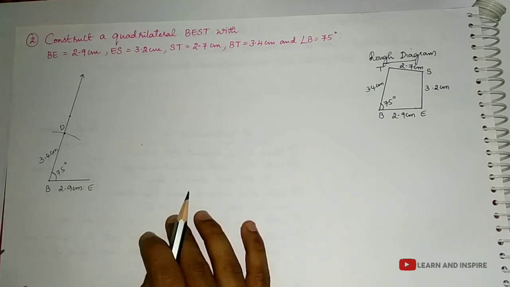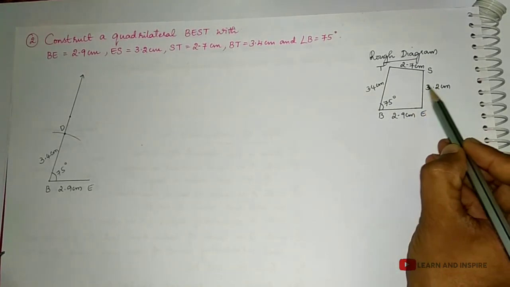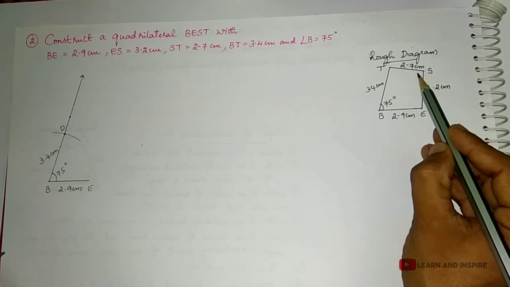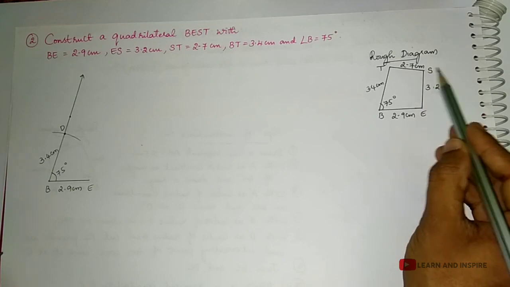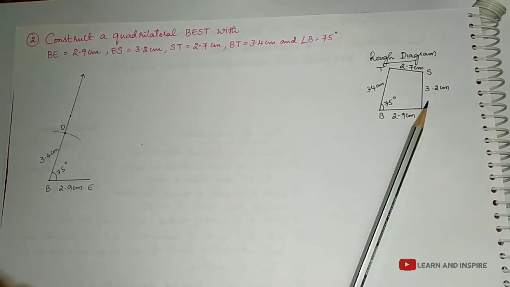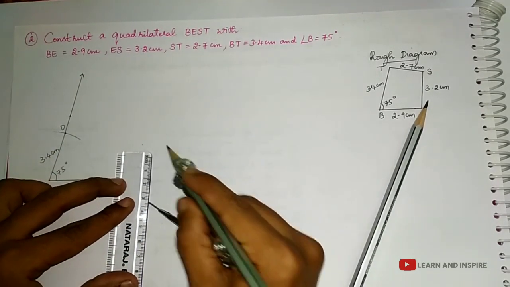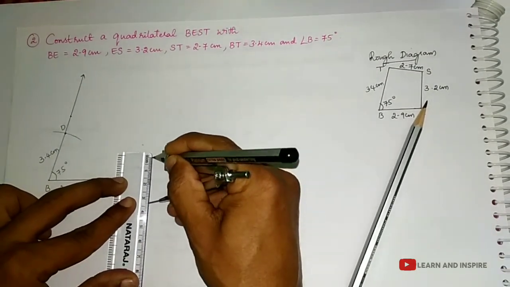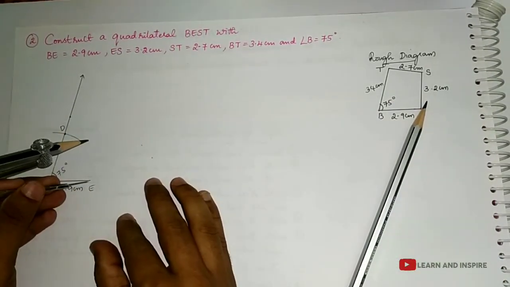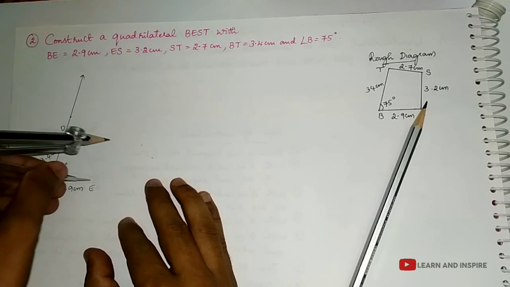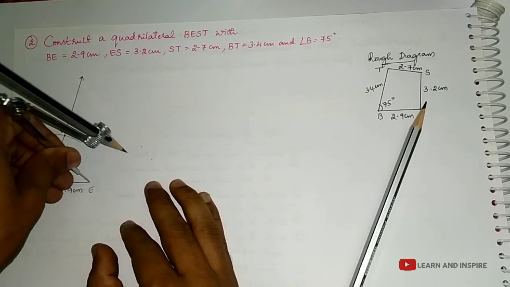Okay, this is step 2. Now what is step 3? With E as center of radius 3.2 centimeters, draw an arc. So I take 3.2 centimeters. So this is 3.2 with E as center, of radius 3.2 centimeters, draw an arc.